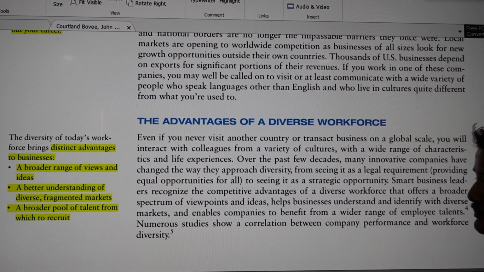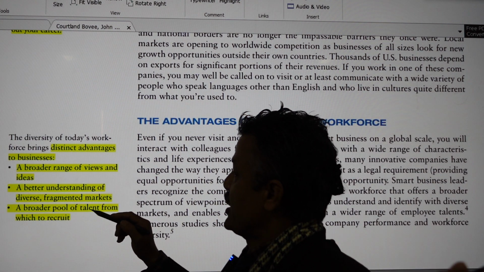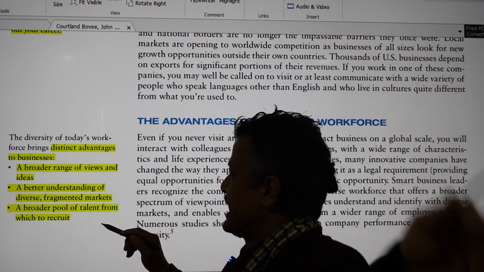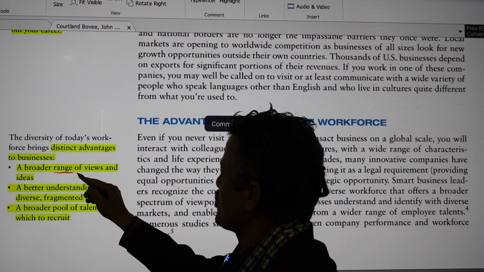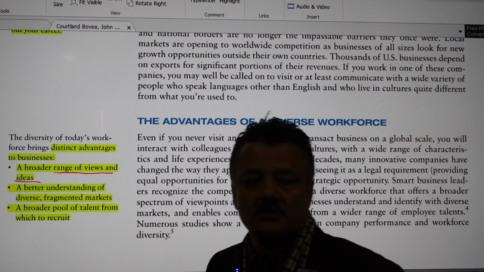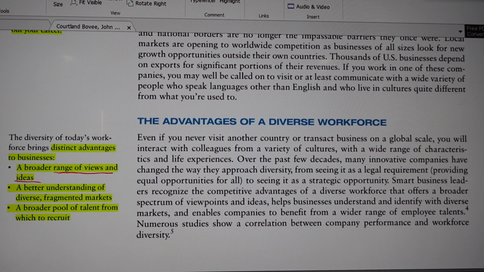For example, when you work in a multicultural setting, you come across different ideas and views.